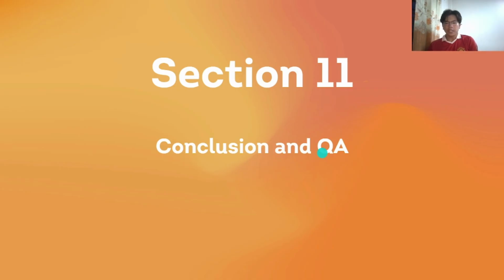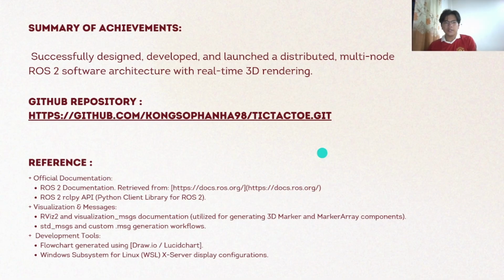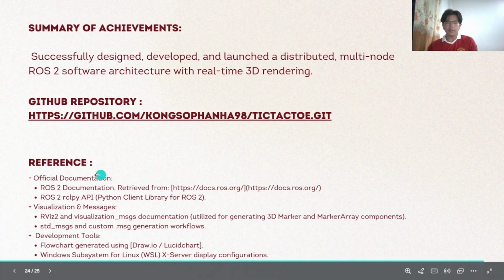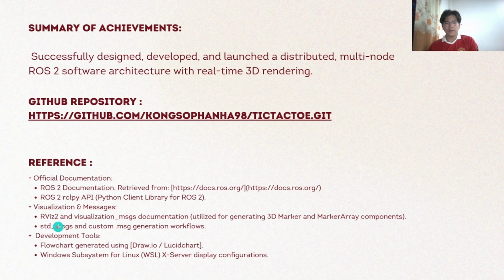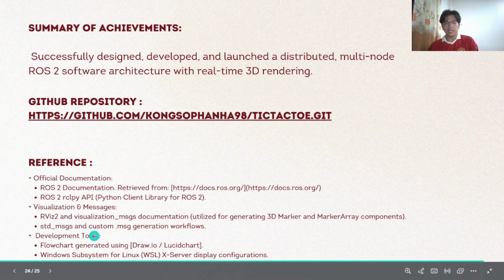So here's section 11, where we come to our conclusion. The summary of our achievement is that we have successfully designed, developed, launched, and distributed multi-node ROS2 software with real-time 3D rendering. And here is our GitHub, you can check it out. And also, we have references from the ROS2 documentation, the Python API, the ROS2 library, RViz, the custom message, the flowchart, and Windows Subsystem for Linux.